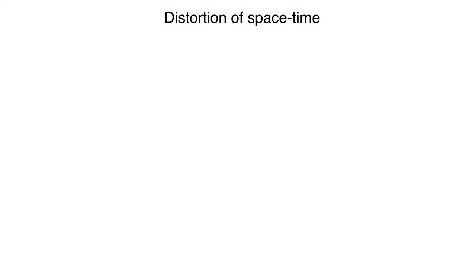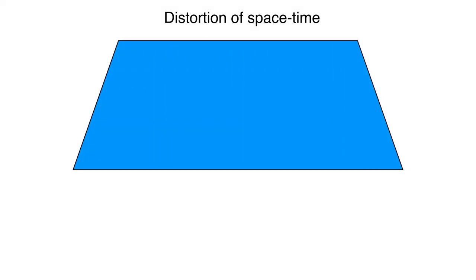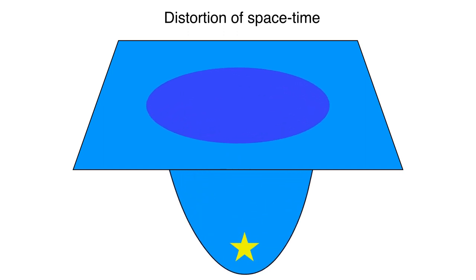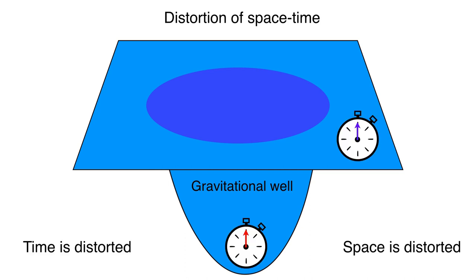So we can imagine the universe as an immense tablecloth, and when we put a massive object in it, for example a star, the universe is distorted. The presence of the star creates what we physicists call a gravitational wave. So space is distorted. In addition to that, the theory of general relativity tells us that the presence of the star also distorts the passing of time. So a clock will tick at a slower rate inside the gravitational wave than outside of it.